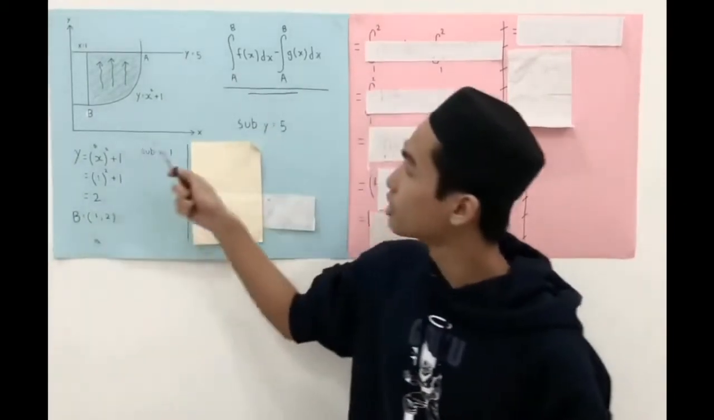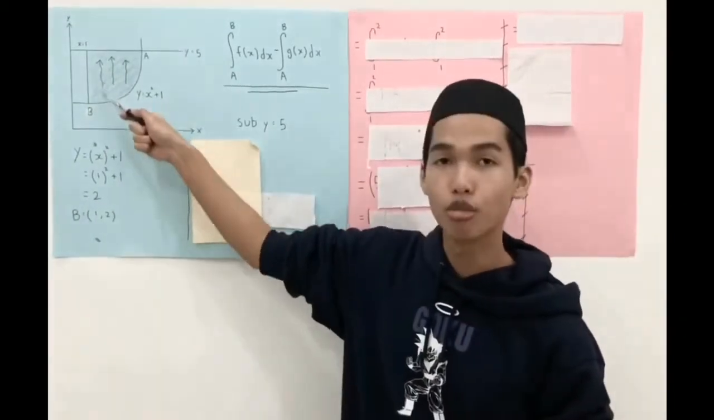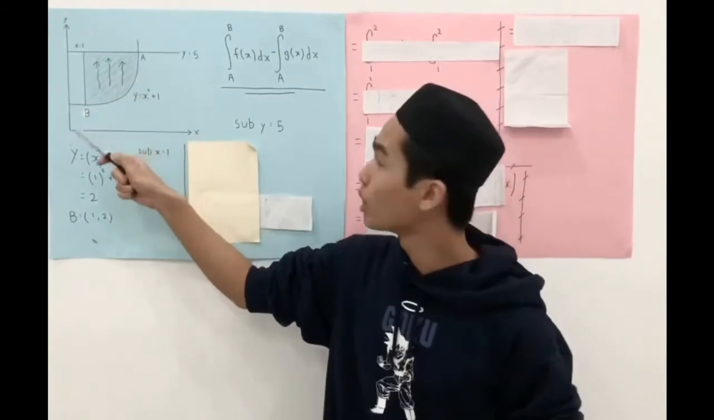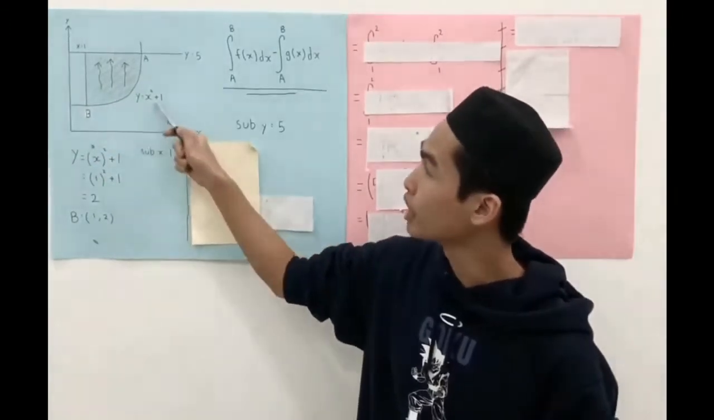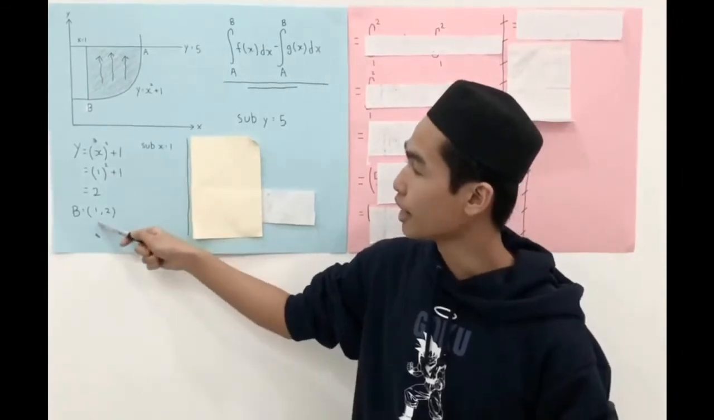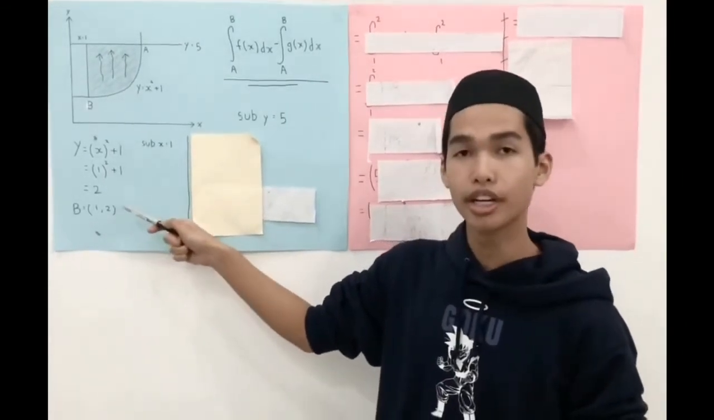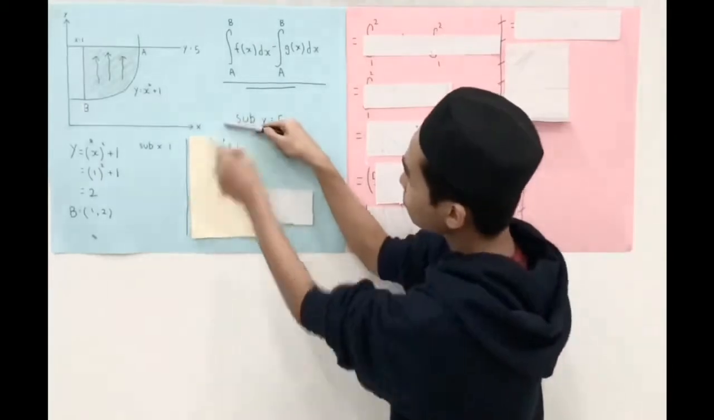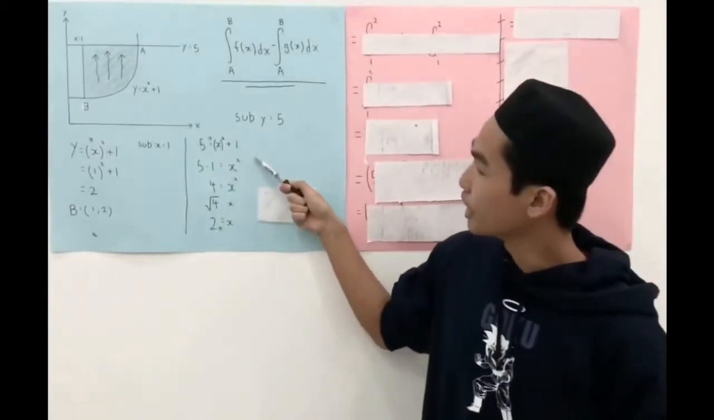Since B is an intersection of line X and curve Y, we can just substitute X into the Y equation. Once I substitute it, we find the answer and get the B coordinate, which is 1 and 2. Next, to find A.